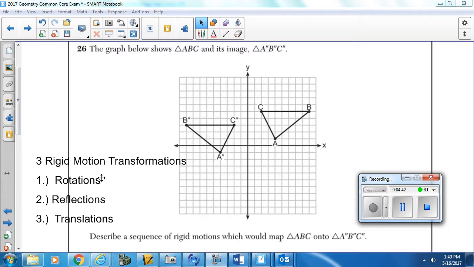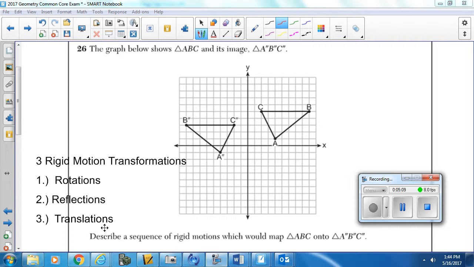And these are our 3. Remember, dilations are not necessarily a rigid motion transformation. They could be congruent when you dilate, but not necessarily. So we don't consider dilations a rigid motion transformation. So I'm just going to show you with a marker what you could do to this shape in order for it to land on A prime, B prime, C prime, okay?